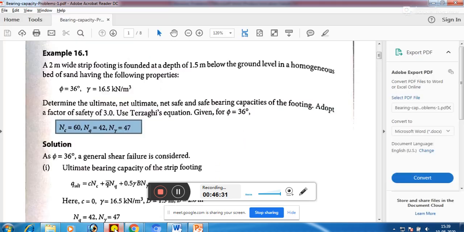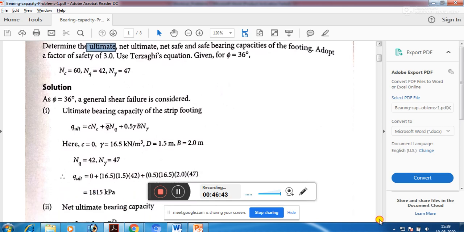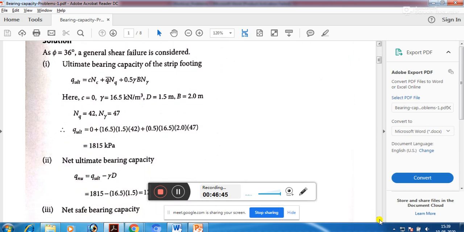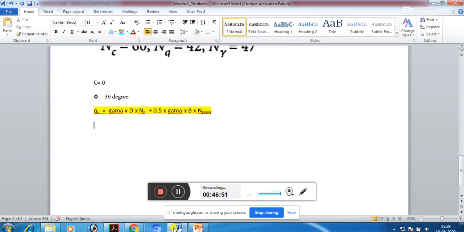So in the problem, if you notice, it is being asked to find out the ultimate bearing capacity. So you understand what ultimate bearing capacity is and how to find it out. So you see how the problem solution goes. See, this is the way, whatever we have discussed, this is the way the problem is going. So 16.5 into 1.5 into 42. So that's what we are having here. So what will be the value of this?